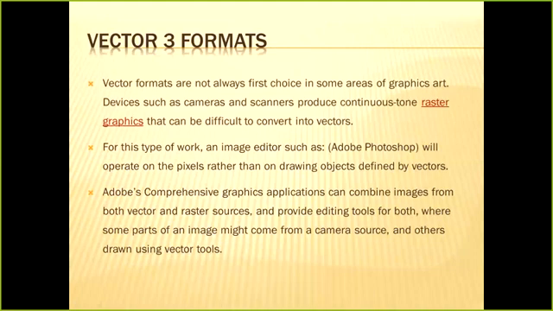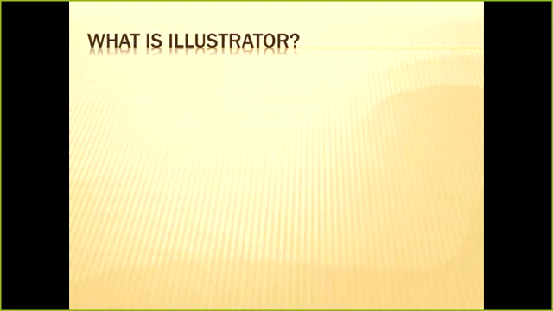There we go. Adobe's comprehensive graphic applications can combine images from both vector and raster sources. That's one of the things that is so great about Adobe Illustrator: all these programs come from the same source, so you can incorporate vector and raster graphics together in both. In Photoshop, I can import Illustrator vector files and modify them. The same thing is true for Adobe Illustrator. I can take images that I'm working on in Photoshop, bring them into Illustrator, and play with them as well, or incorporate them into something that I'm working on.